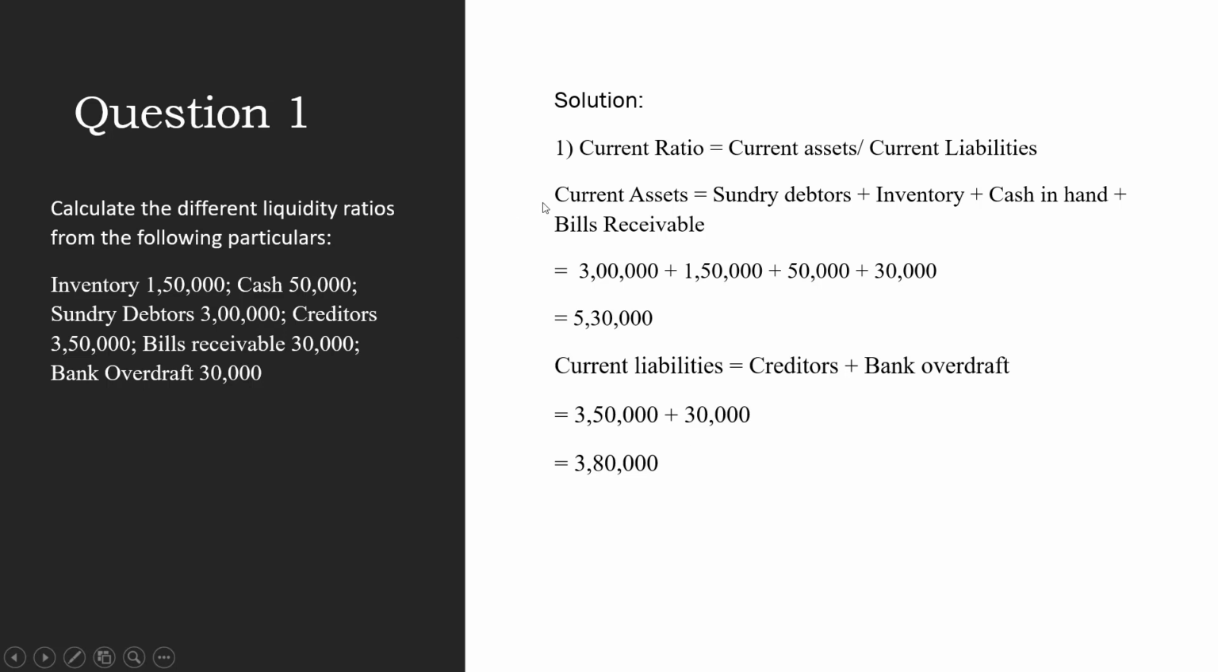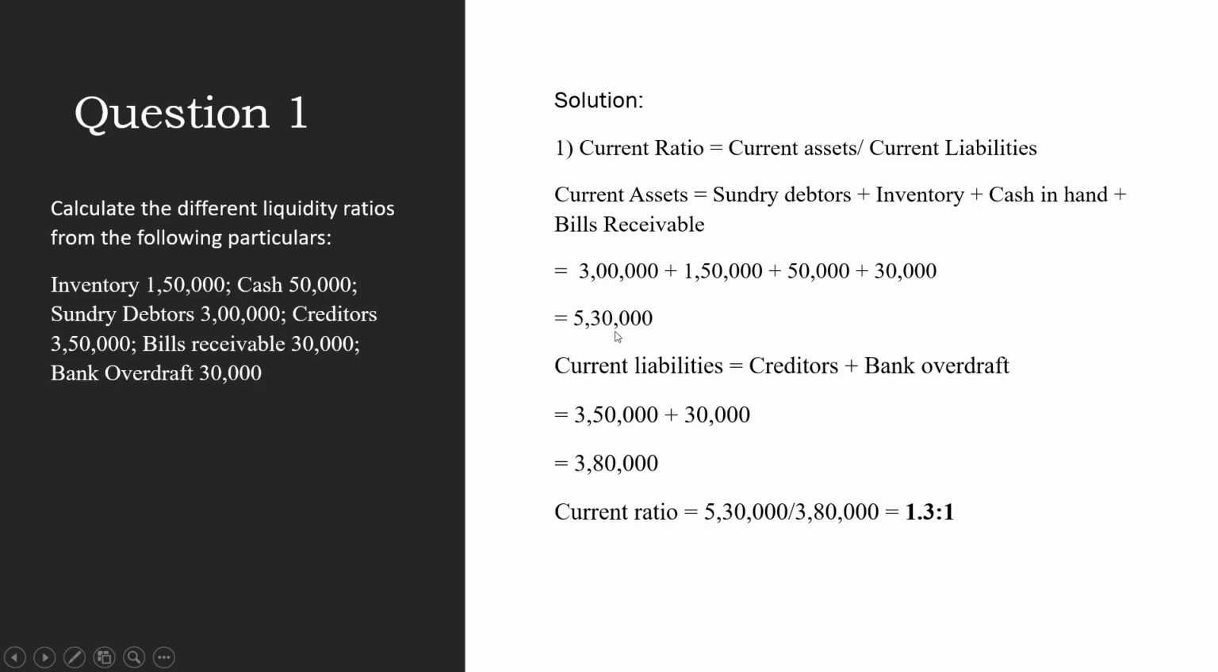For calculating the current ratio, we need current assets and current liabilities, right? Current assets we already got, that is 5,30,000, and current liabilities we also got, 3,80,000. Now if you know the value of current assets and current liabilities, for calculating the current ratio you just have to divide them, right? So how to divide it?